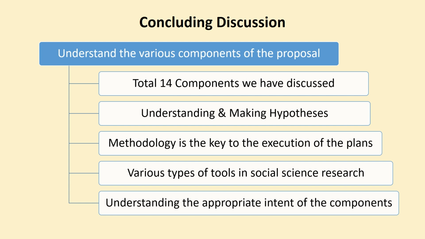And last is understanding the appropriate intent of the component. This is common for the upcoming lecture and the previous lecture, that whenever we are discussing a component of the research proposal, a very important thing is that please understand the appropriate intent of the component. Appropriate means what that particular content means and how you have to articulate it so that you can justify your research idea in a well planned and systematic manner.